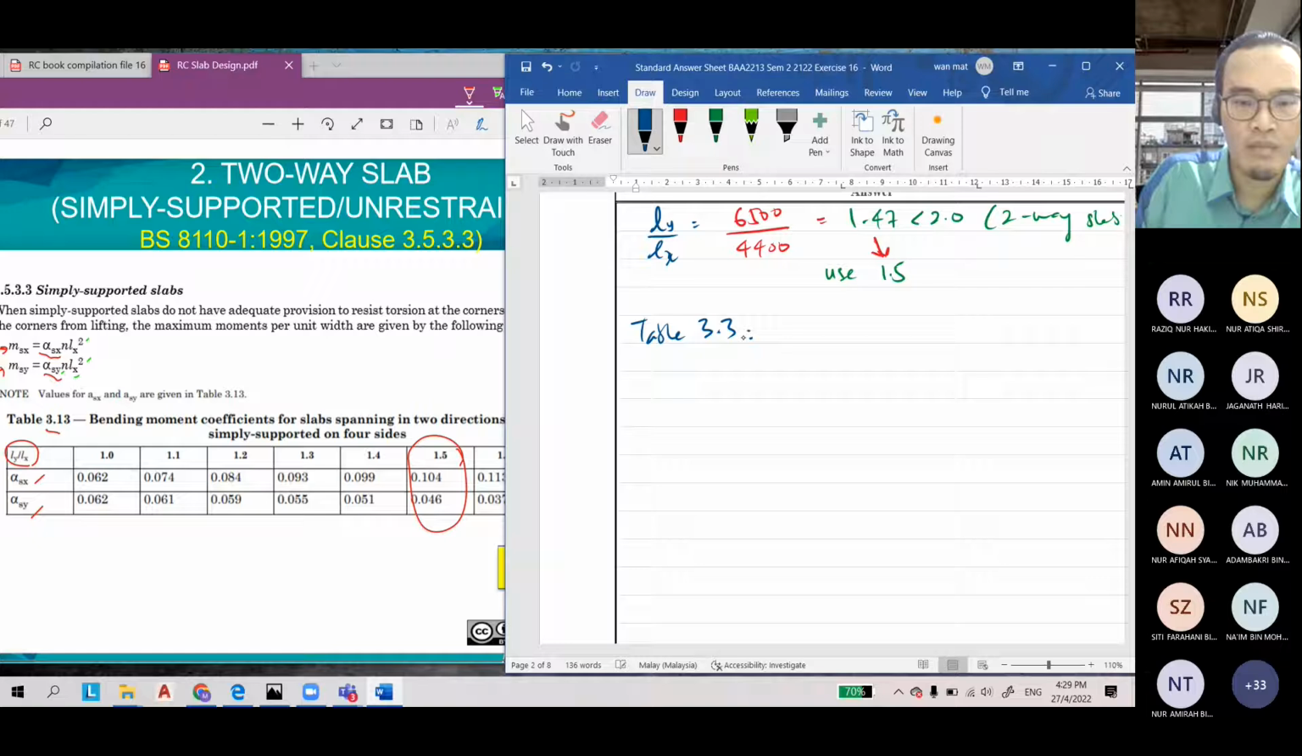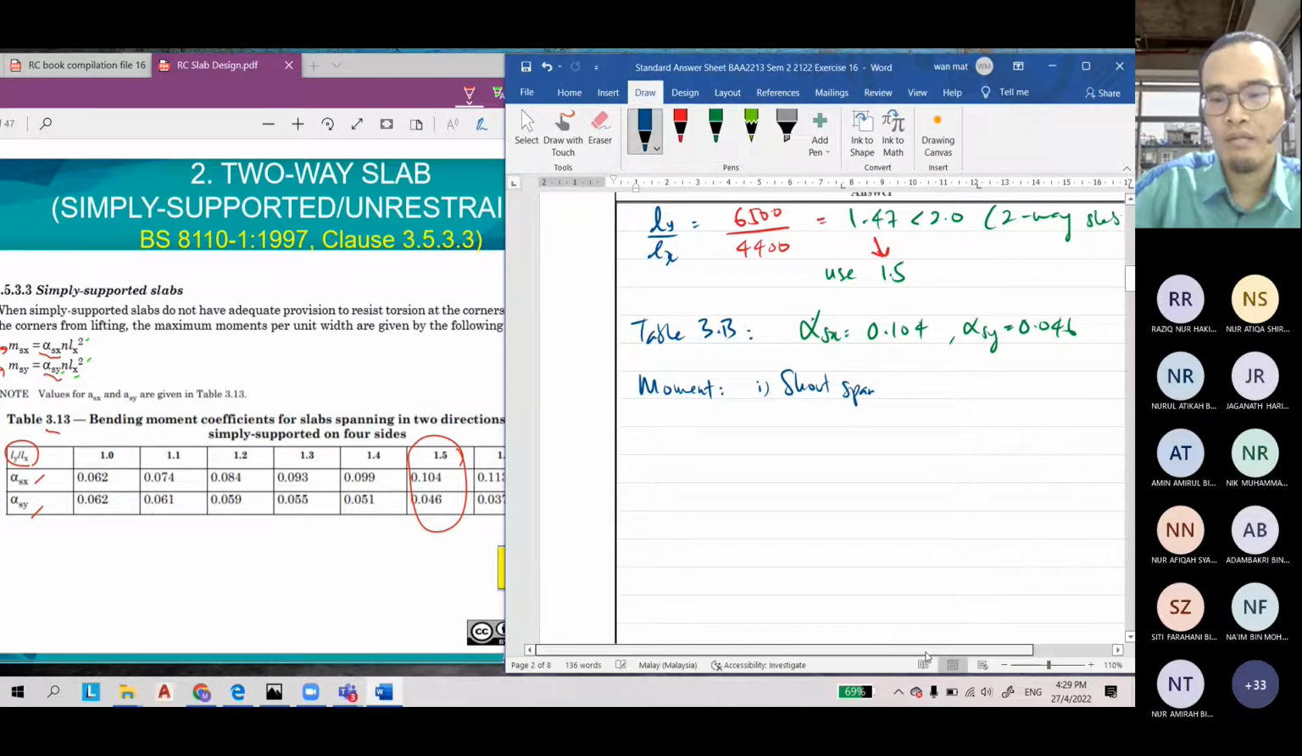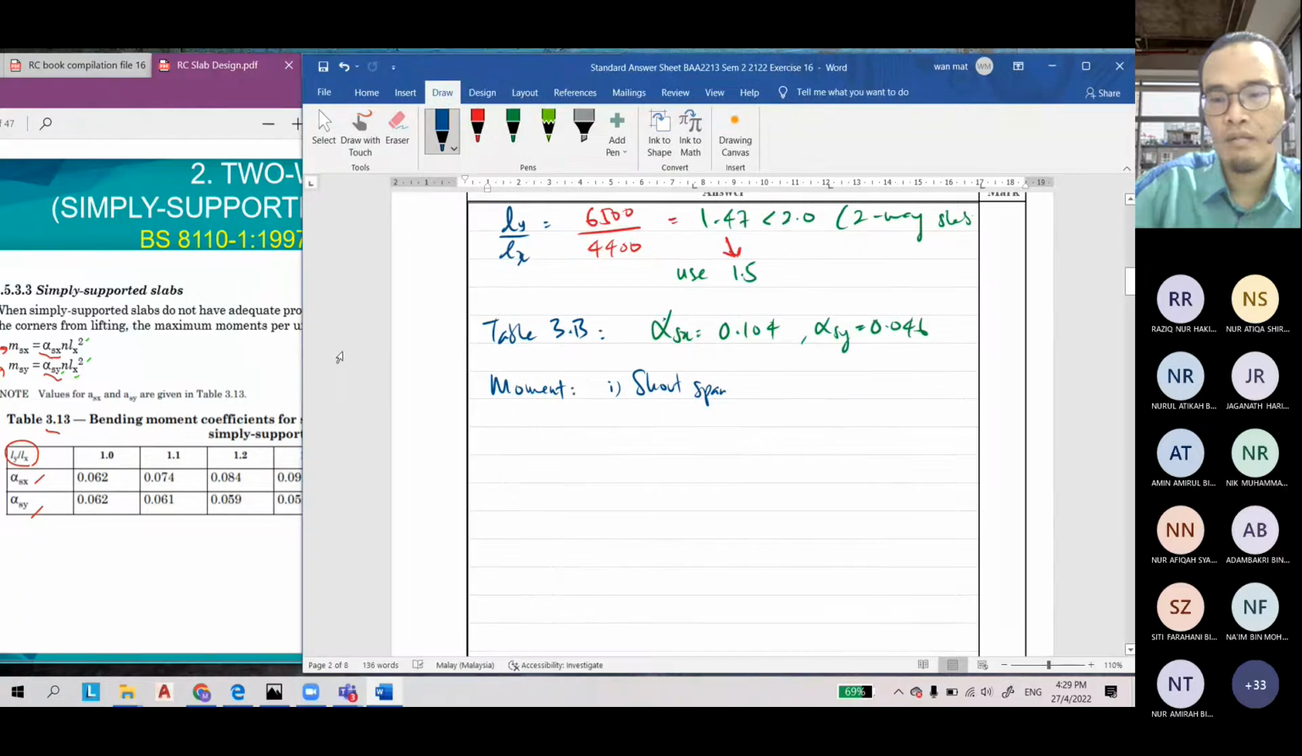By table 3.13, you write down alpha Sx is equal to 0.104 and alpha Sy is equal to 0.046. So the bending moment for the short direction, for the short span, is equal to this equation. Can you see?